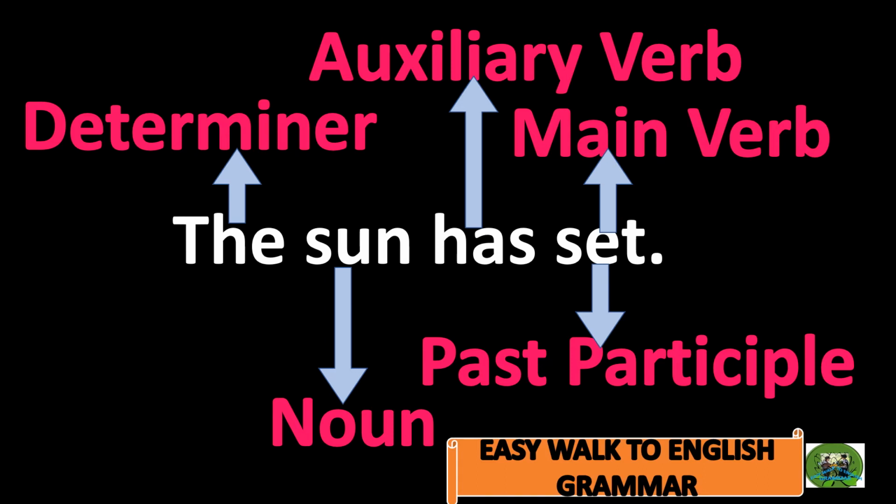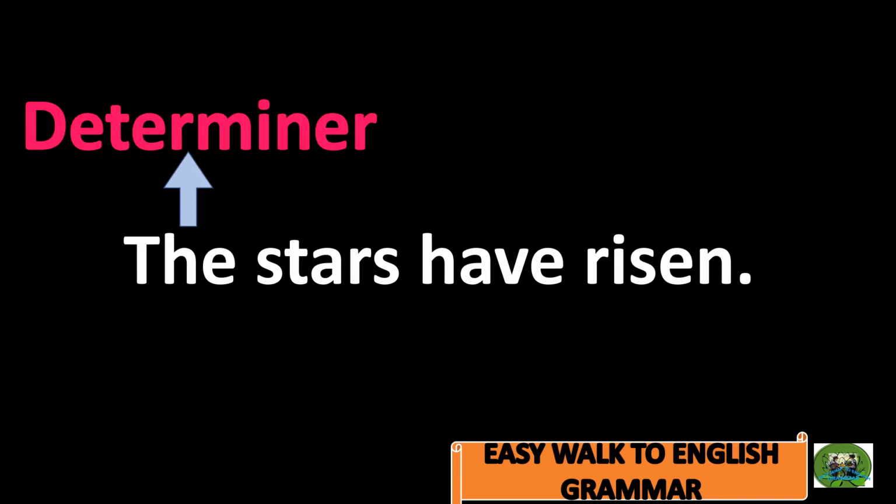You can understand why we discussed this topic after dissecting the second sentence. In the second sentence, the stars have risen. The first word, the, once again, is a determiner. The second word, stars, is the noun, and it's a plural noun. More than one star is there, and it's a plural noun.